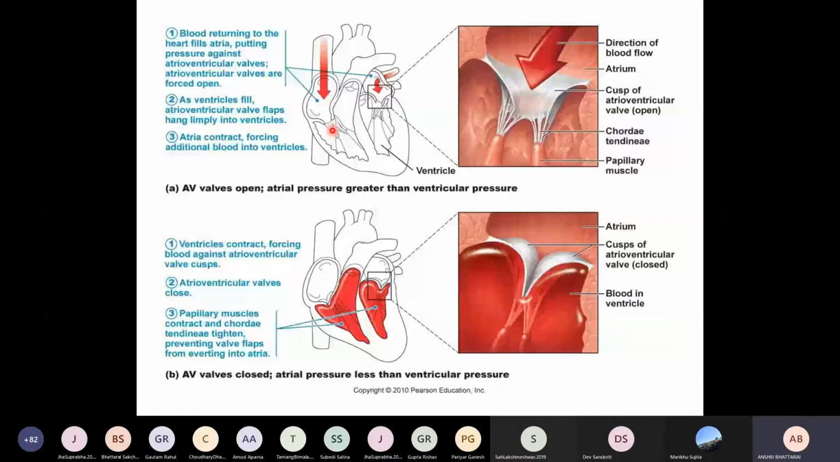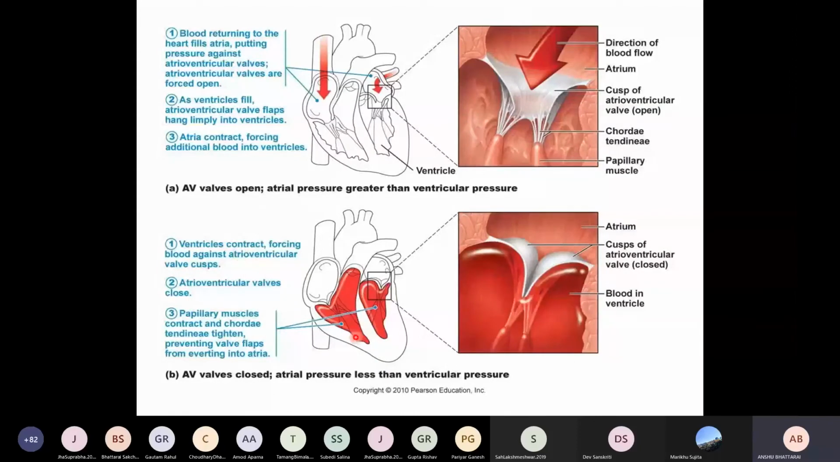Then the atria contract, forcing additional blood into the ventricles. I'm talking about both the right and the left atrium here. The AV valves open when the atrial pressure is greater than the ventricular pressure. And then the next thing that happens is the ventricles contract, forcing the blood against the atrioventricular valve cusps.